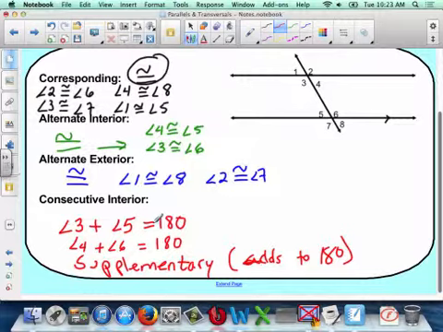Alright, so guys, here's what you need to know about today. We're going to keep doing this over and over and over today. Corresponding angles are congruent. Alternate interior, congruent. Alternate exterior, congruent. Same side interior, supplementary. Okay, adds up to 180. Guys, that's what you need to know for today's lesson.